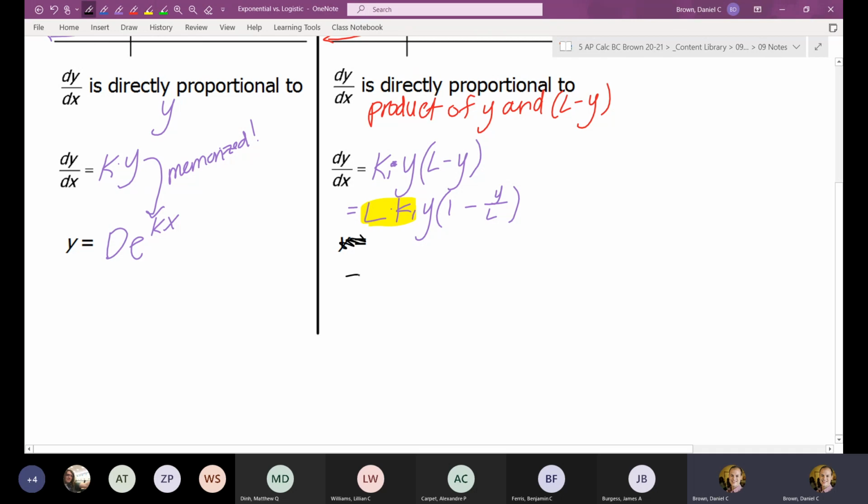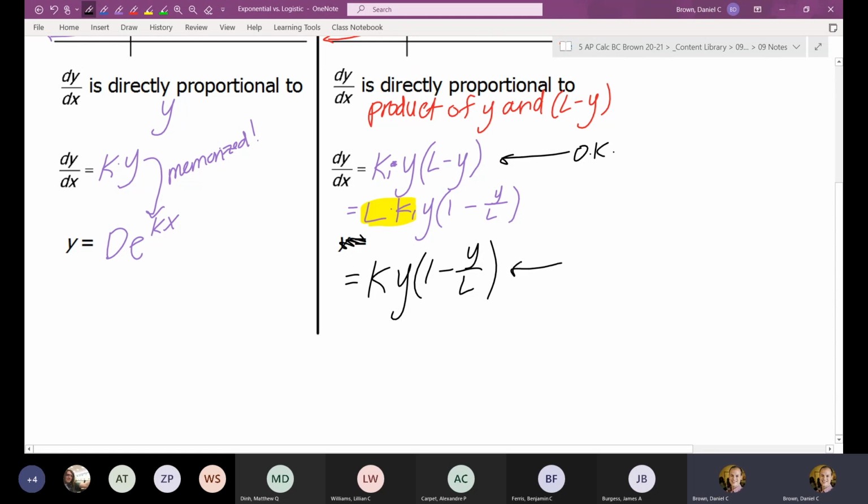Just another constant. So I'm going to call that one just the K, y, and then 1 minus y over L. That's the version I want you to memorize because that's how the AP exam is going to write it. So yes, mathematically, this one is correct. That is from the definition of logistic growth.